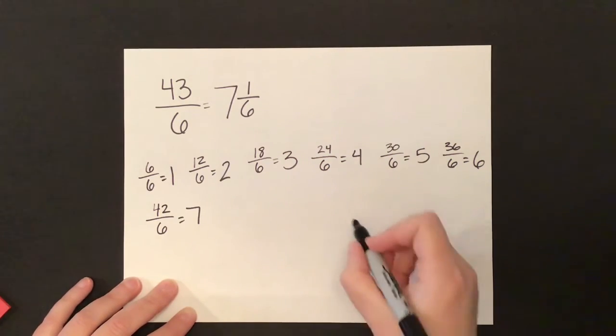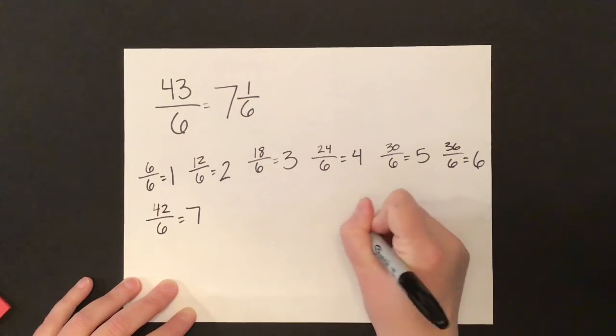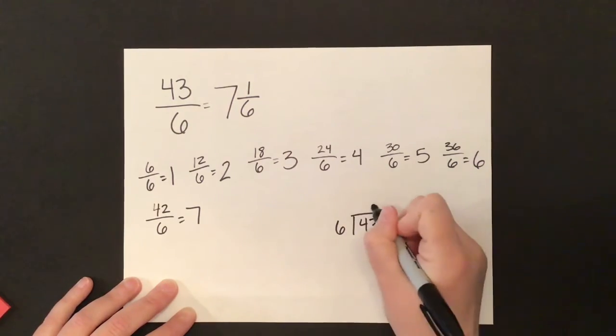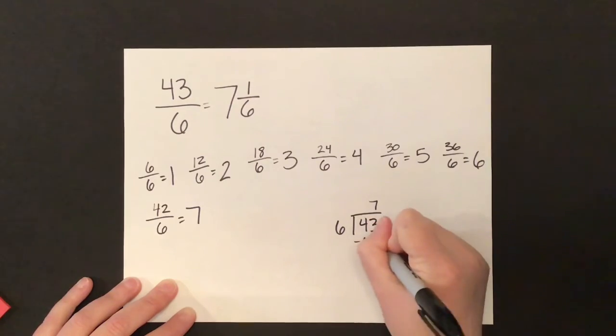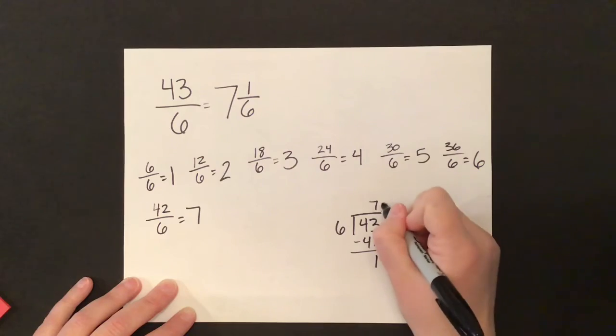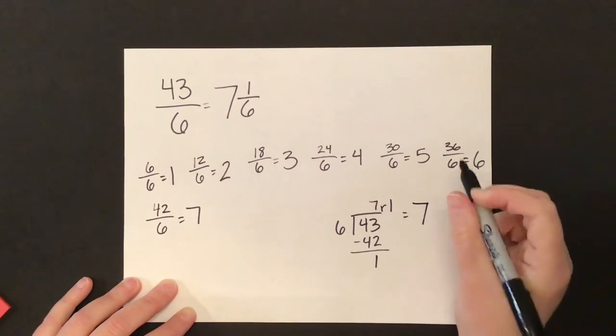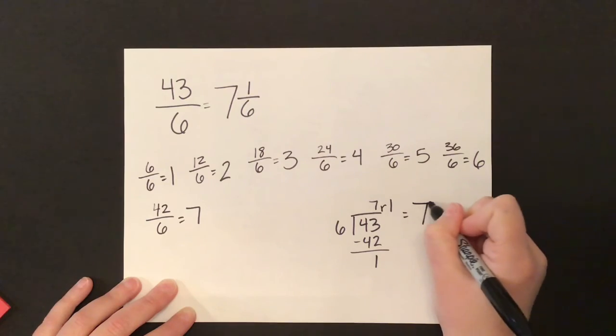I can also just show that with division. 43 divided by 6. 6 times 7 is 42. So I get my answer of 7, remainder 1. Really means that there's 7 wholes and 1/6 piece.